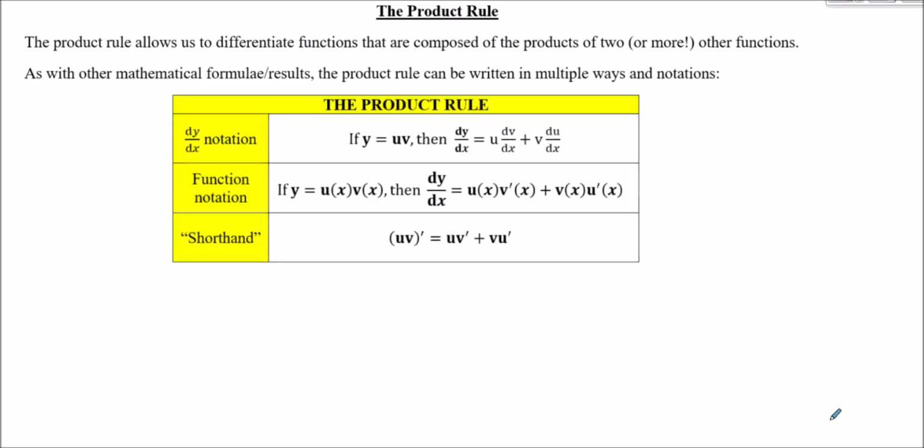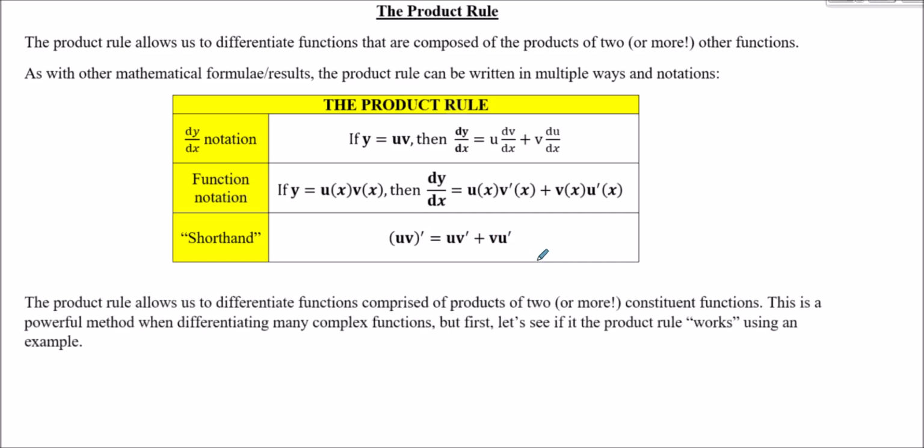So the product rule can be written in multiple ways and notations. So the main three are as follows. In dy by dx notation, if y equals uv, where u and v are both functions of x, then dy by dx is u multiplied by the derivative of v plus v multiplied by the derivative of function u. In function notation, if y is u(x)v(x), dy by dx is uv' plus vu', or very simply, this lazy way, which is my favourite, probably says more about me than anything else, (uv)' is uv' plus vu'.